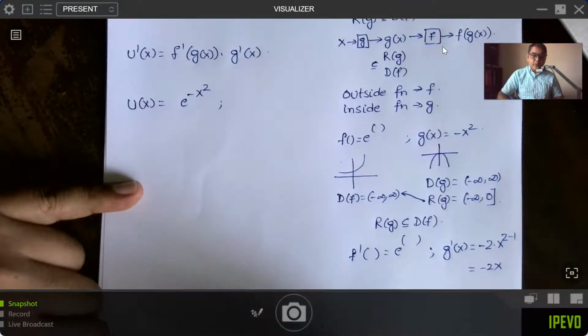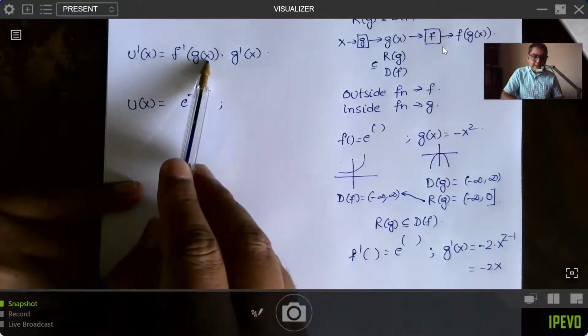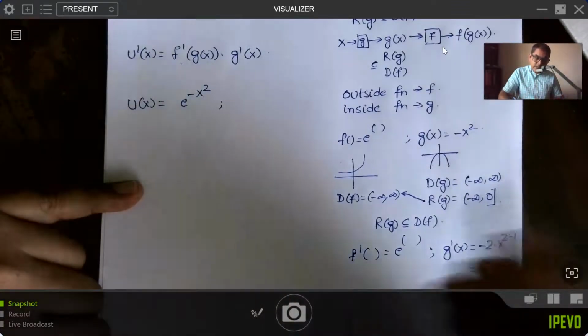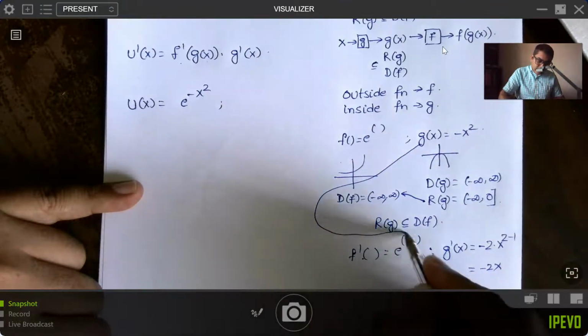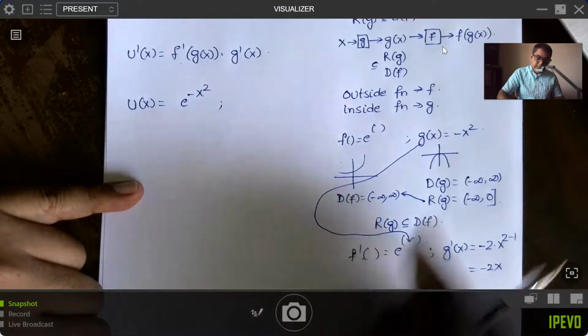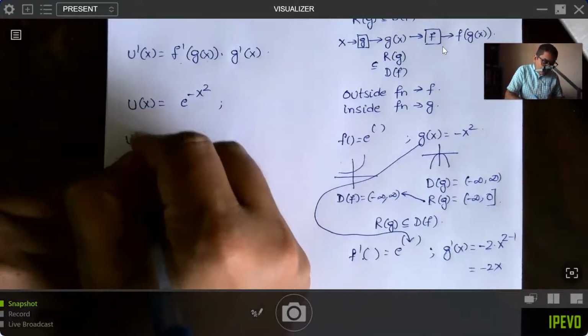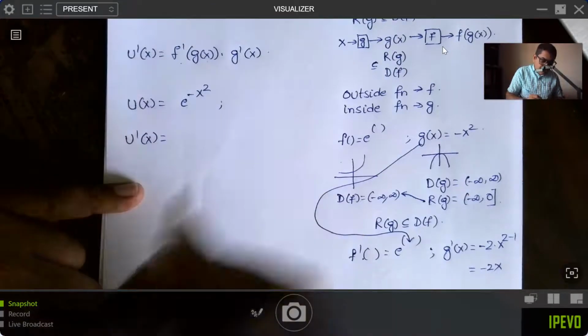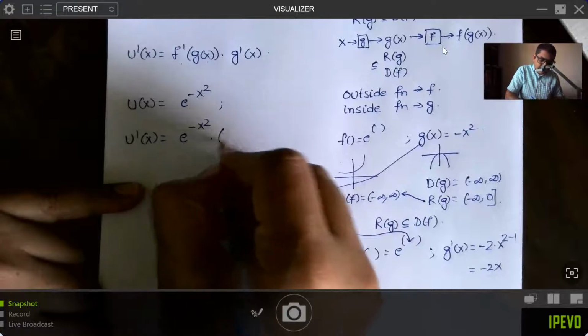So now when you see the chain rule, it is the derivative of outside evaluated at inside times the derivative of inside. So the derivative of outside evaluated at inside, you want to put it right there, times the derivative of the inside function. So u prime of x is going to be nothing but e to the negative x squared times negative 2x.